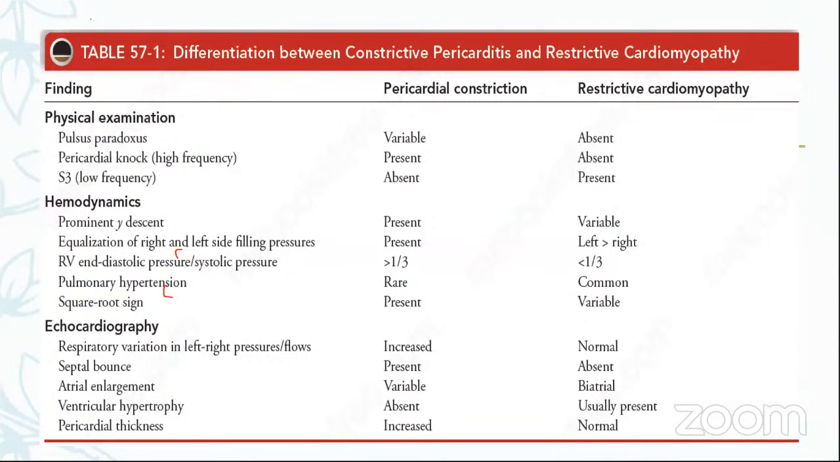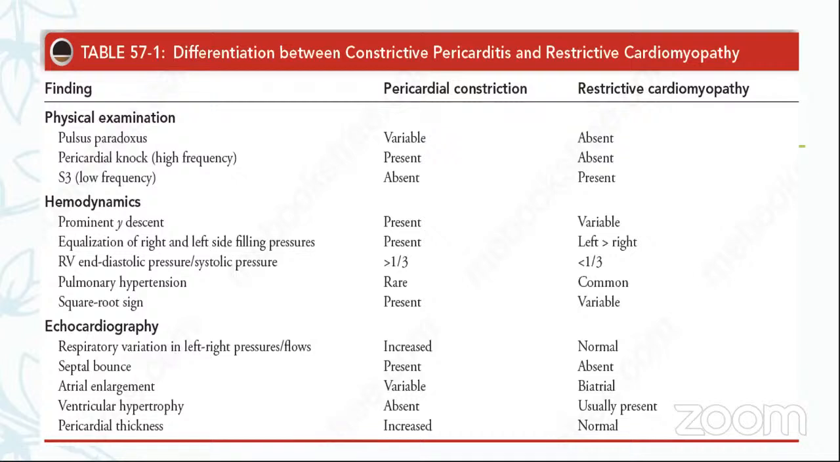This table shows the difference between pericardial constriction and restrictive cardiomyopathy. The Kussmaul sign is usually present in pericardial constriction, but usually absent in restrictive cardiomyopathy. Pericardial knock is usually present in constriction, but absent in restrictive cardiomyopathy. S3 sound is usually present in restrictive cardiomyopathy, indicating heart failure, and usually absent in constriction. The prominent Y descent is usually present in constriction and variable in the restrictive type. Equalization of right and left side filling pressures is usually present in constriction, whereas the left side pressure is higher than the right side in restrictive cardiomyopathy.